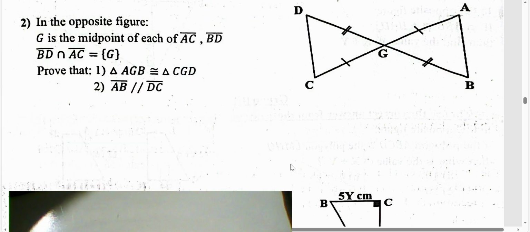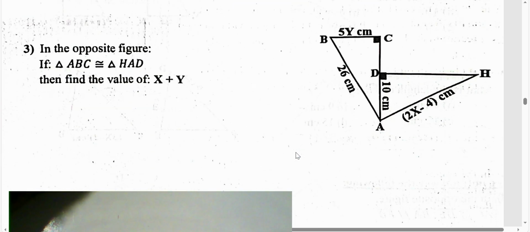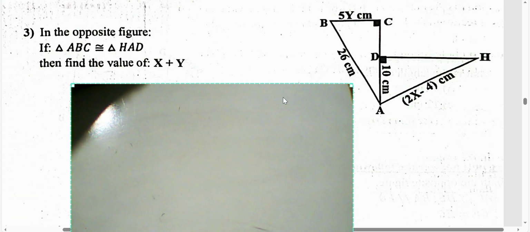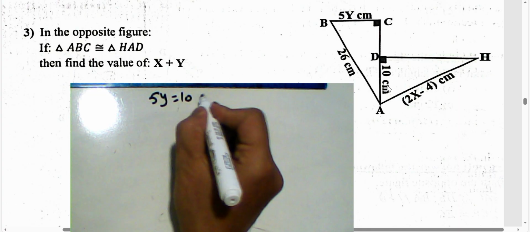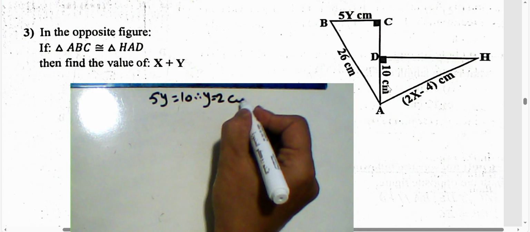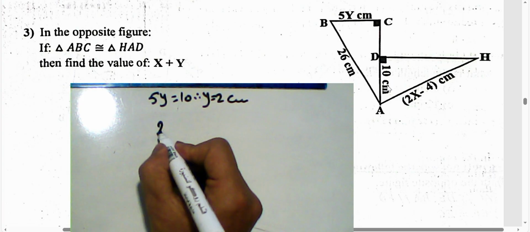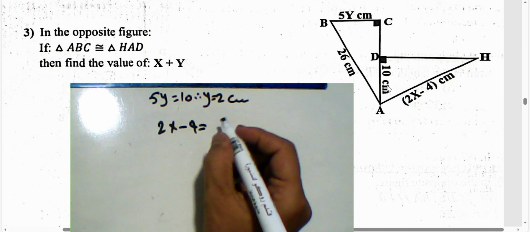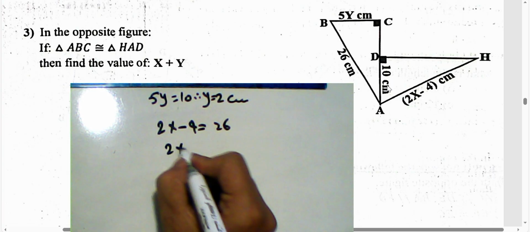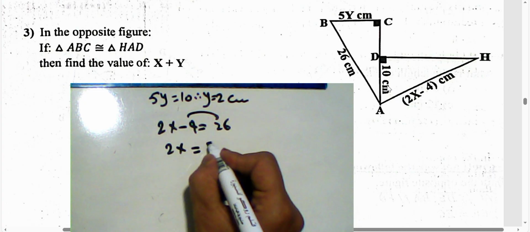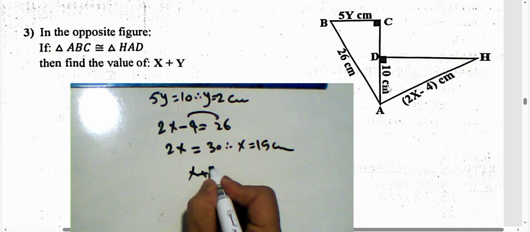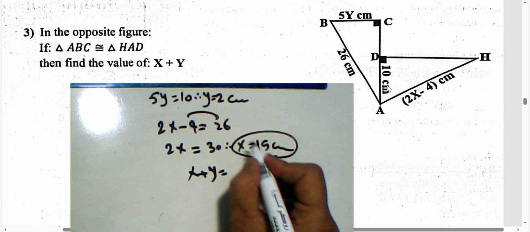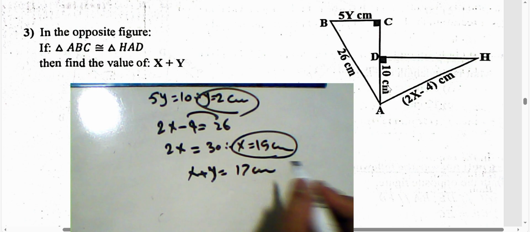Okay. Next question. You want to find the value of x plus y here. We know 5y is equivalent to 10, so the value of y equals 2 centimeters. And we have 2x minus 4 equal to 26. Then 2x is equivalent to 26 plus 4, which equals 30. Then we divide by 2, the value of x equals 15 centimeters. Then x plus y, 15 plus 2, is 17 centimeters.